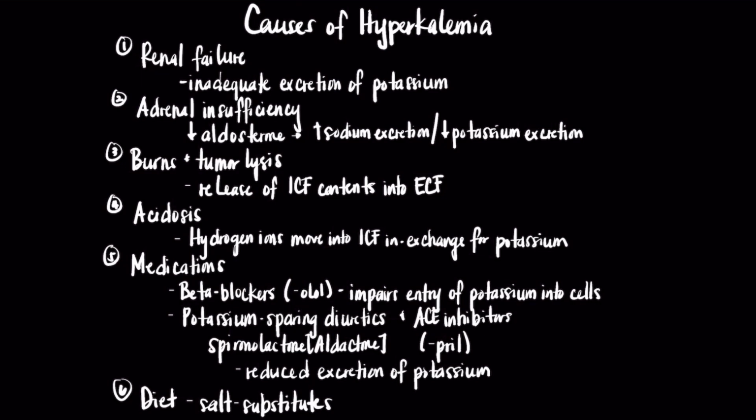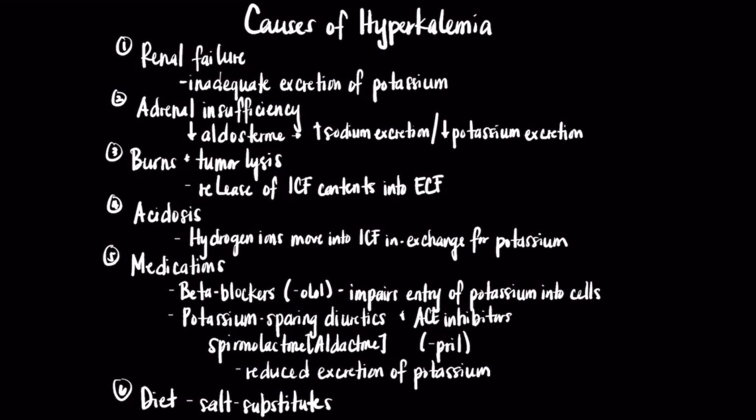Burns and tumor lysis are causes of hyperkalemia because these conditions cause cellular contents to release into the extracellular fluid. And remember that potassium is primarily found in the intracellular space, so when any cell rupture happens, potassium goes from the ICF to the ECF, which increases overall potassium levels. Acidosis can cause hyperkalemia in that the body tries to balance an acidic state by pumping hydrogen ions into the cell in exchange for potassium ions out into the extracellular space, thus increasing potassium levels.